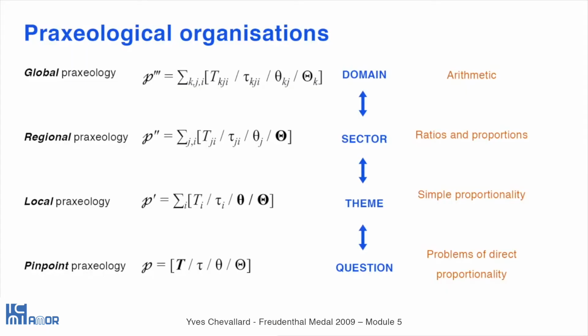Of course, the structuring can be different. In the classical mathematics, the theme could be the one of simple proportionality, the sector the one of ratios and proportions in the domain of arithmetic. And we can think of many other possible ways of structuring mathematical activities and mathematical knowledge around proportionality. Again, the structuring of praxeologies in question, themes, sectors, and domains is an institutional and historical construction and may vary from one institution to another and evolve in time.